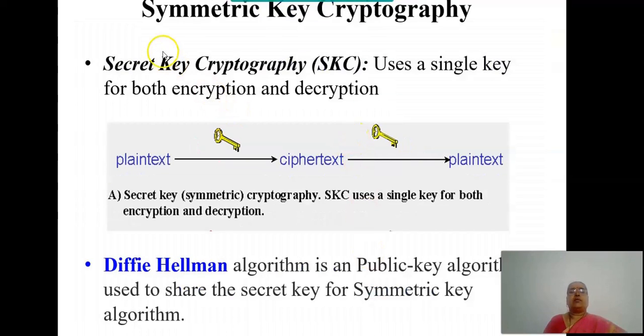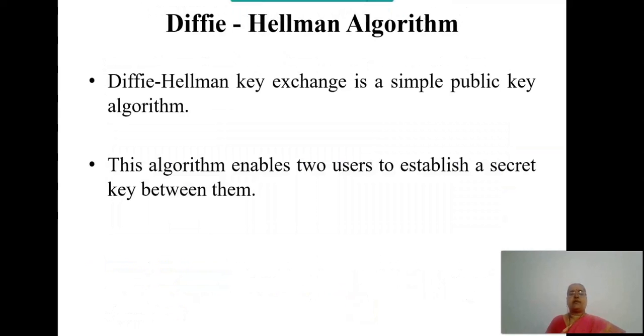Now we look at symmetric key cryptography, and the Diffie-Hellman algorithm is used to share that secret key between the sender and the receiver. Secret key cryptography uses a single key for both encryption and decryption, so this key must be shared between the sender and the receiver. The Diffie-Hellman algorithm is a public key algorithm which is used to share the secret key between the sender and the receiver in the case of symmetric key cryptography.